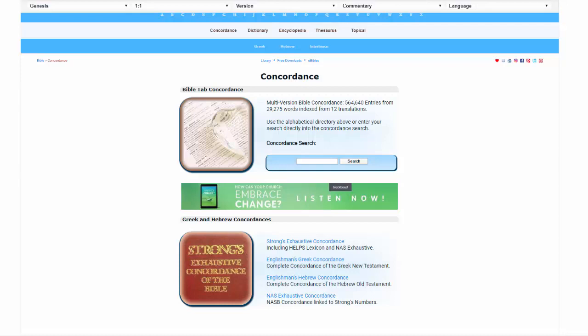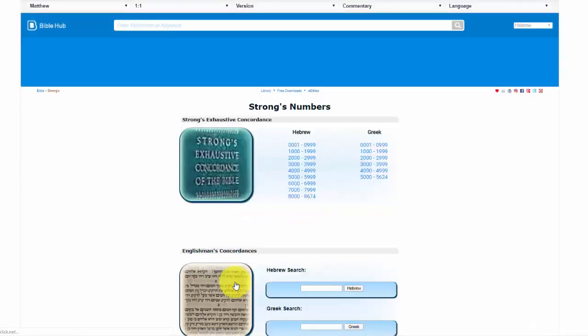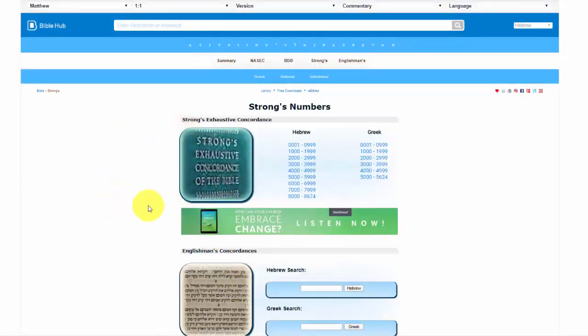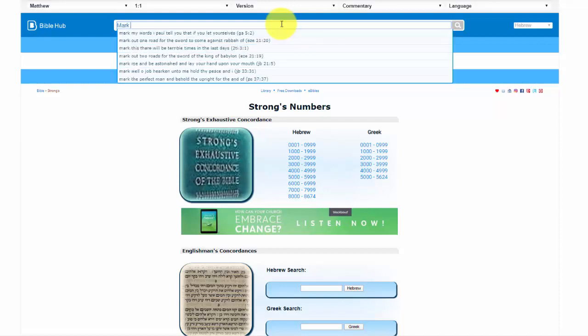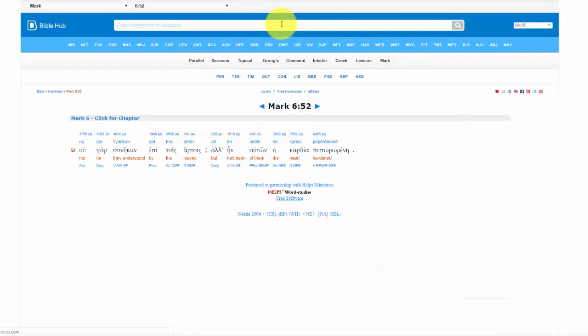If you wanted to find out what that word was, come to this screen of biblehub.com, click on the brown icon that reads Strong's Exhaustive Concordance. And now you're presented with the next screen. Let's go directly to the search bar at the top and type in the passage. So Mark 6:52. Enter that and notice what appears.